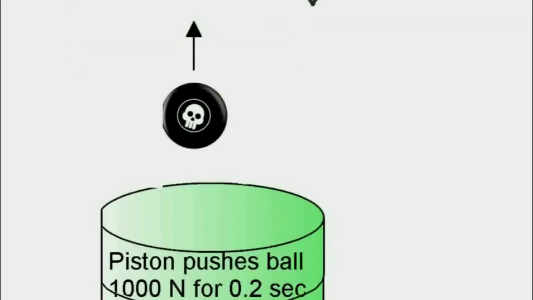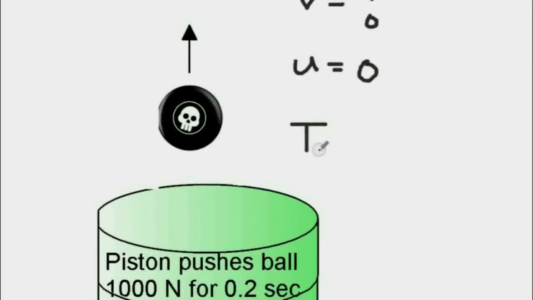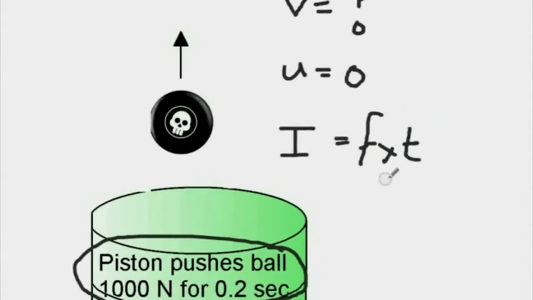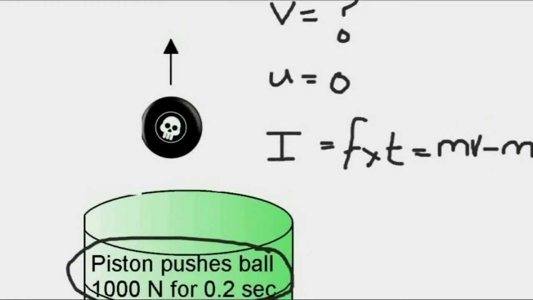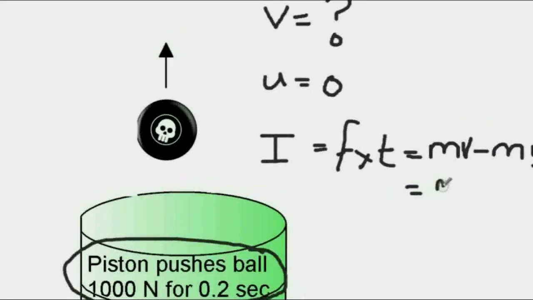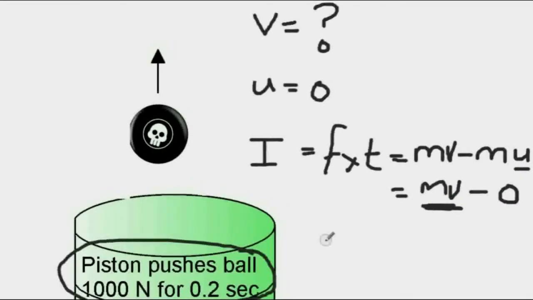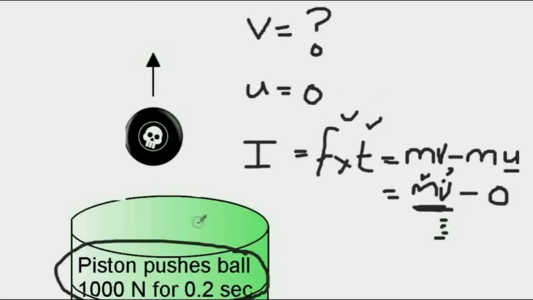To answer the final question, how high the ball gets, we need to first of all find out what the speed of the ball is off the piston. Now the initial speed of the ball was 0, and the impulse is F times t, and those two values are being given on the piston. That also equals the change of momentum, mv minus mu. Now the mu was 0 because the ball was just resting on the piston at the start. So you've got all those values, you just rearrange the equation to make v the subject, and you'll find your initial speed off the piston.